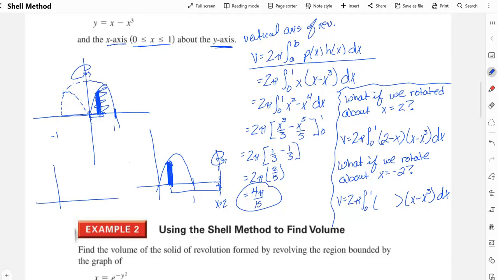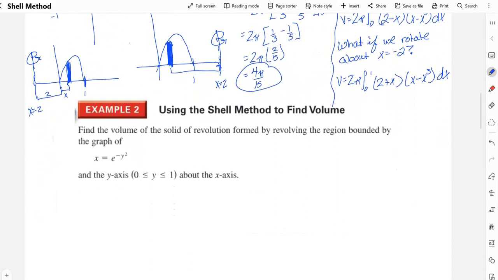So again, I'm going to draw my picture. So this is at 1. If I rotate about x equals negative 2, I'm rotating here. Here's my representative rectangle inside the region. I know this distance is x. I know this distance is always 2. And remember, we're talking about distance. So that p of x would be 2 plus x. So you can see how p of x changes depending on where we set that axis of revolution.